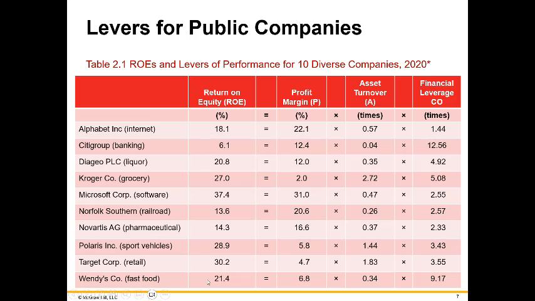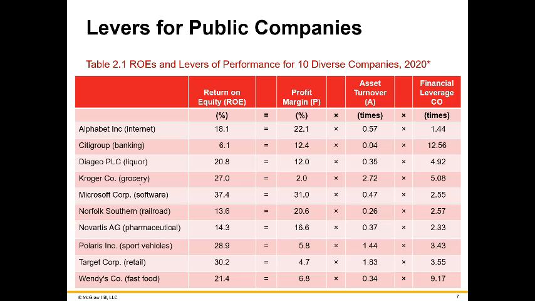So let's start by looking at the ROE, the range, and notice we've got a diverse range of businesses here. Alphabet, that you know as Google, right? Internet. Citigroup, you probably heard of, one of the biggest banking businesses in the United States, very, very large. Diageo is a big liquor distributor. This is the only company on the list I didn't know off the top of my head. I had to actually look that up.